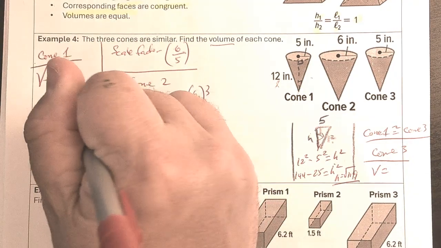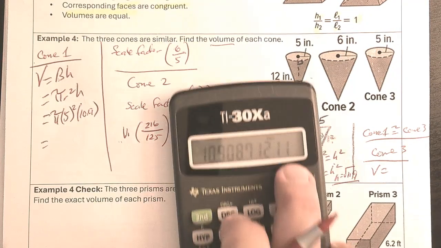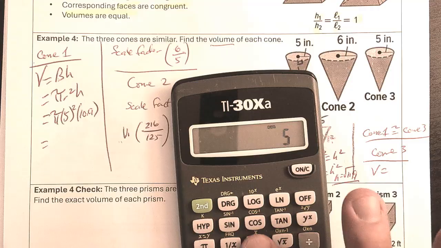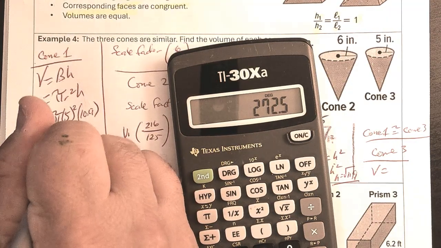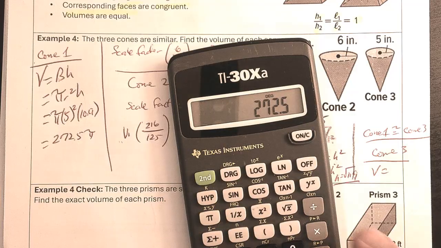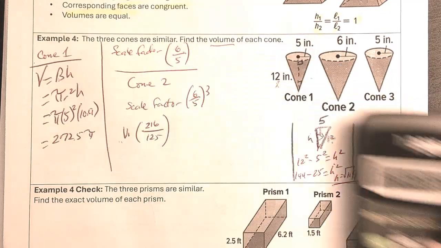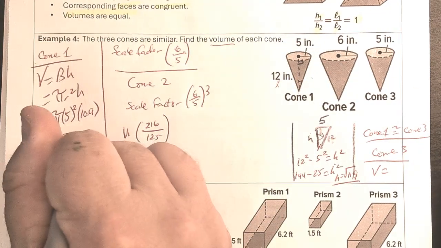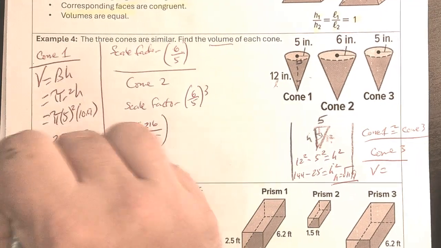So over here, we're taking 5 squared times 10.9 times, so it'd be 272 and a half pi, because we still got pi to go, so pi equals 856.08. We're just going to leave that at 856. So volume's 856 cubic inches.